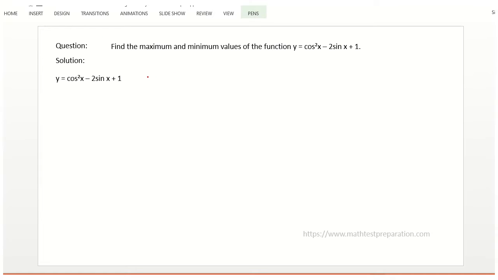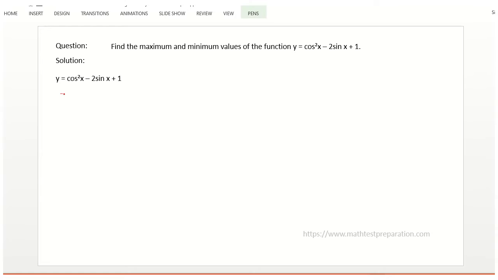In this lesson, I'm going to talk about the trigonometry function. The question is, find the maximum value and the minimum value of the function y is cosine x squared subtract 2 times sine x plus 1. Now, let us solve this problem.